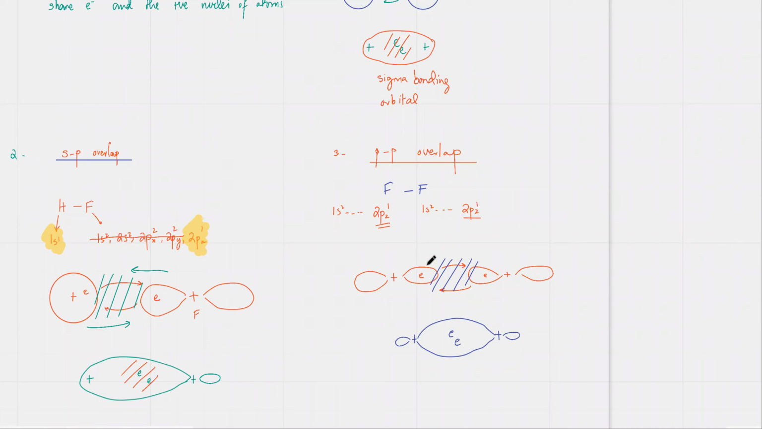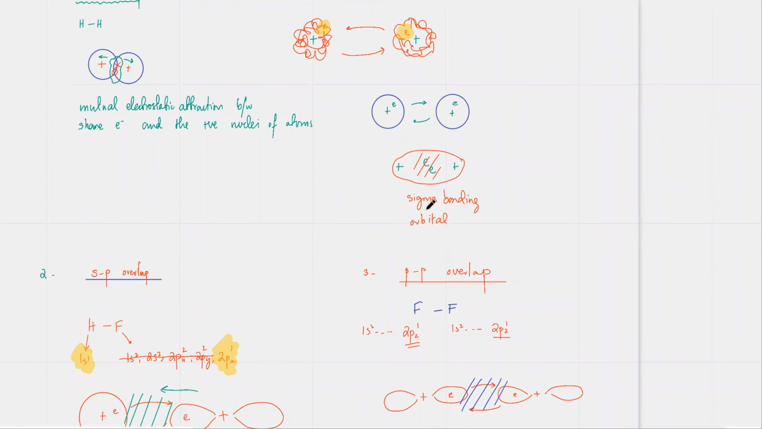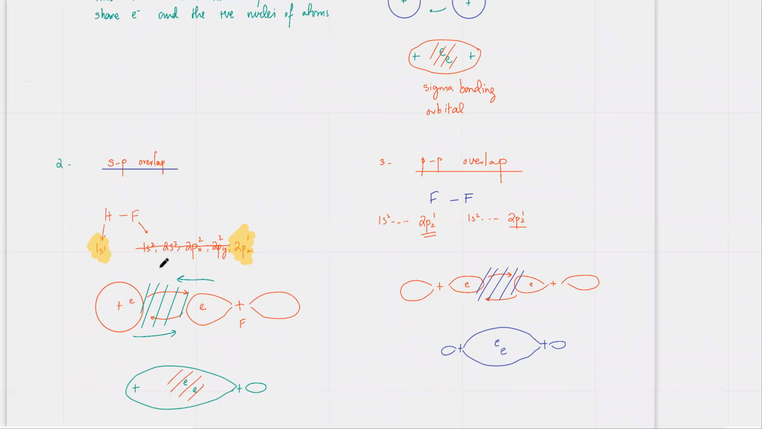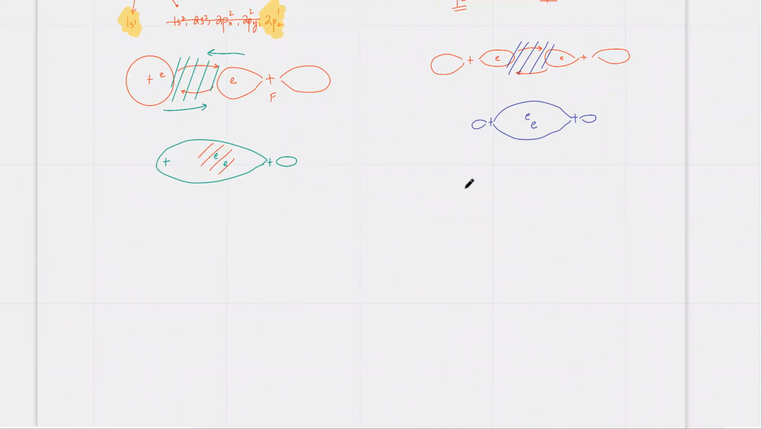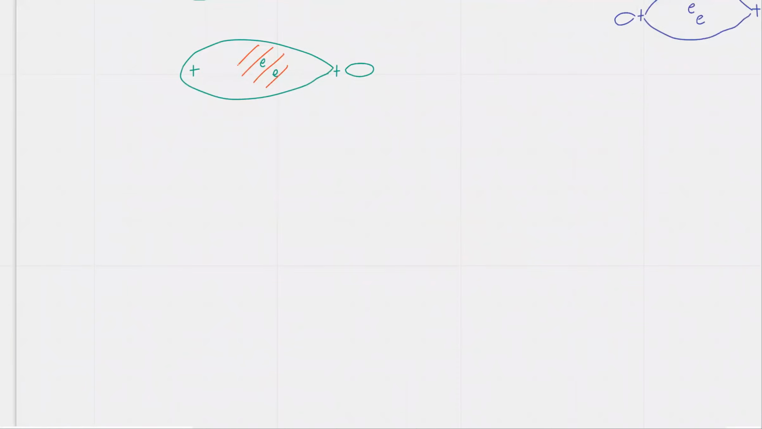So now you have to remember, you'll be asked to draw them. There's going to be an SNS overlap, an SNP overlap, and a PNP overlap. Some properties of sigma bonds: how do you identify sigma bonds, or how do you describe sigma bonds?